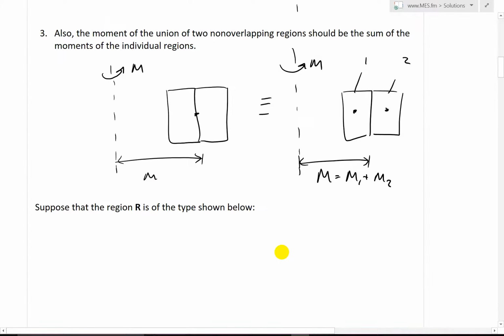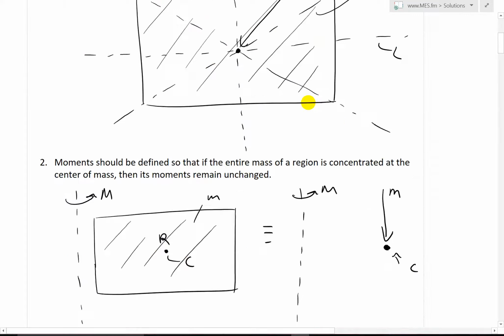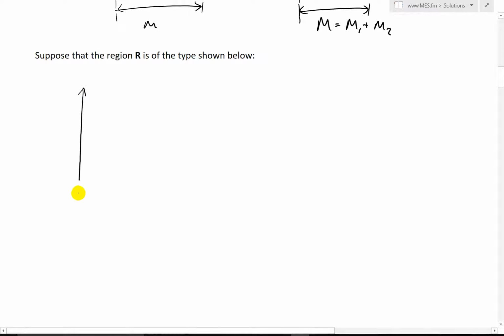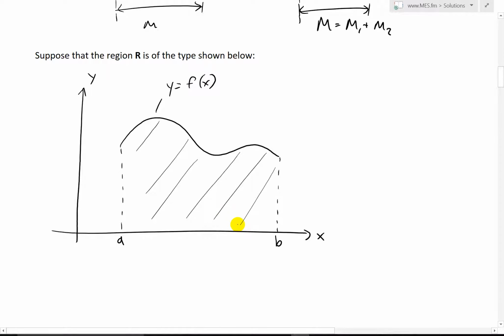So now let's go ahead with the region. The region I explained above, we're trying to find the centroid of this region. Let's say the supposed region is of the type shown below. So let's say we had this x and y axis, and we had a region that looks something like this. This is our y equals f of x, from x equals a to b, and this whole thing is positive and above the x-axis. This is our region R, and we're trying to find the centroid.